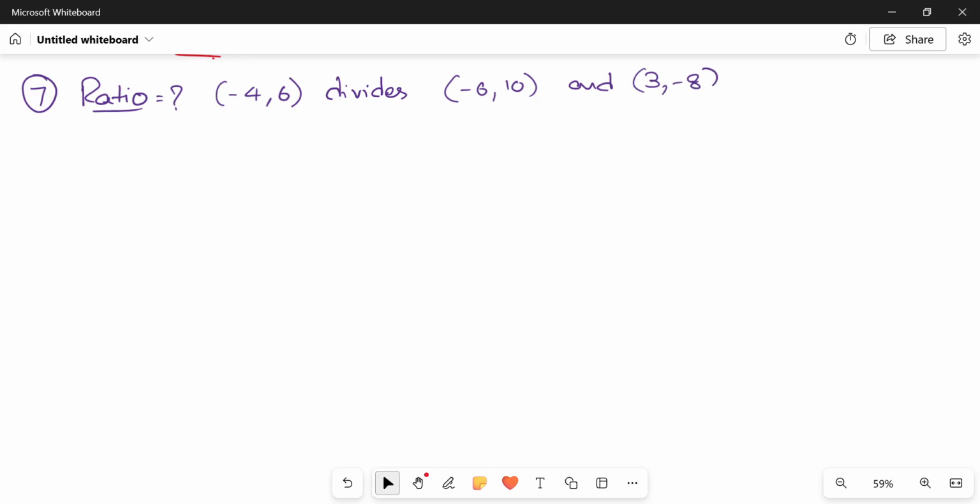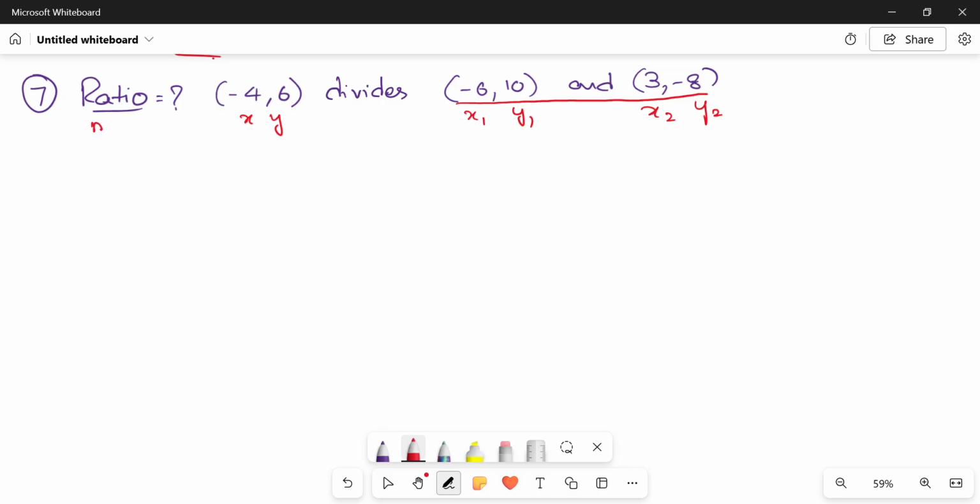Minus 4 comma 6 is the point which divides the line segment joining these two. So that means this is the point x comma y, and this is x1 y1 and x2 y2. And what you have to find? You have to find m1 is to m2. Is it right? So let us write the formula over here.